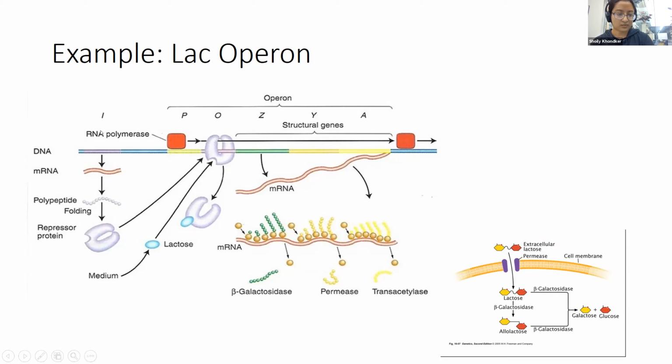Other features of the lac operon are the lac repressor, which is upstream of the promoter region. This gene comes with a separate promoter, and this codes for a repressor protein, which is represented here. This is a repressor protein that binds to the operator region, and this prevents RNA polymerase from transcribing the three structural genes in the lac operon.